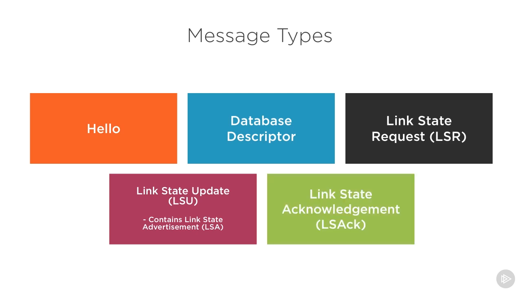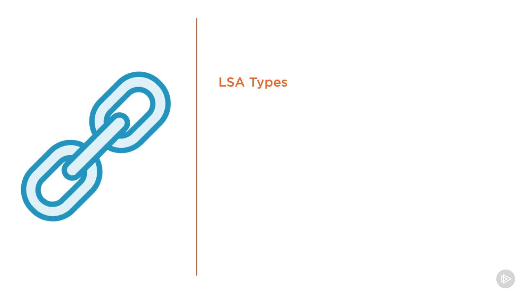Last, we have a link state acknowledgement. These are used to acknowledge messages sent with OSPF. Let's take a look now at LSA types. Now those LSAs, the link state advertisements, are contained within a link state update.